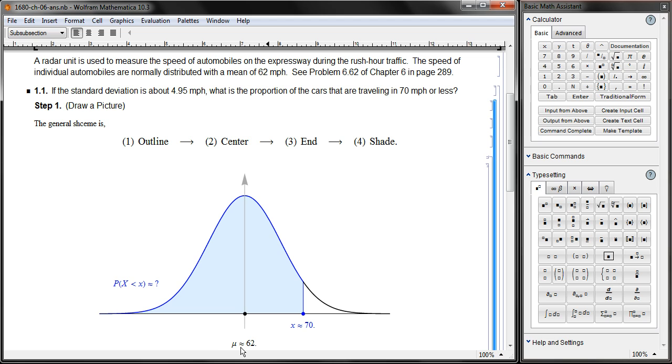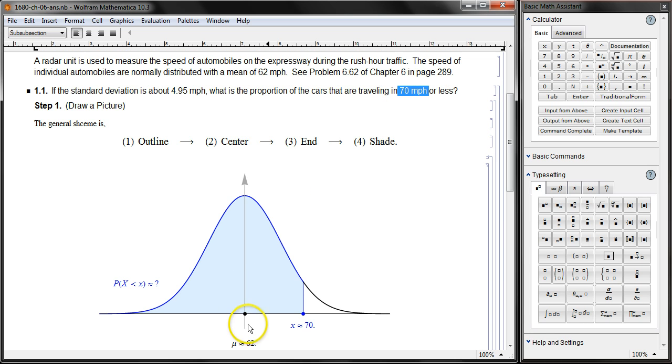Okay, we talked about the outline and the center. Now, step 3, the end of the shaded region. The problem explicitly said 70 miles per hour, so where is 70? 62 is down here in the center, and 70 is greater than that, so you have to go a little bit to the right. Final step, shade. It says 70 or less, so or less, in number line, less is left hand side, so you shade the left hand side as this picture.